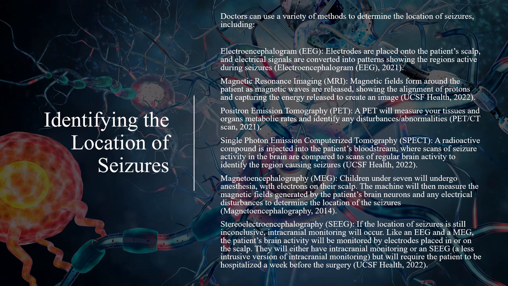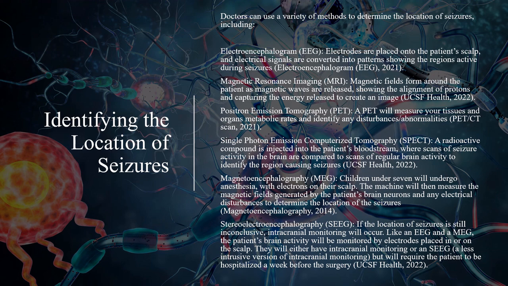Doctors can use a variety of methods to determine the location of seizures, including electroencephalogram. Electrodes are placed onto the patient's scalp, and electrical signals are converted into patterns showing the regions active during seizures. Magnetic resonance imaging. Magnetic fields form around the patient as magnetic waves are released, showing the alignment of protons and capturing the energy released to create an image.